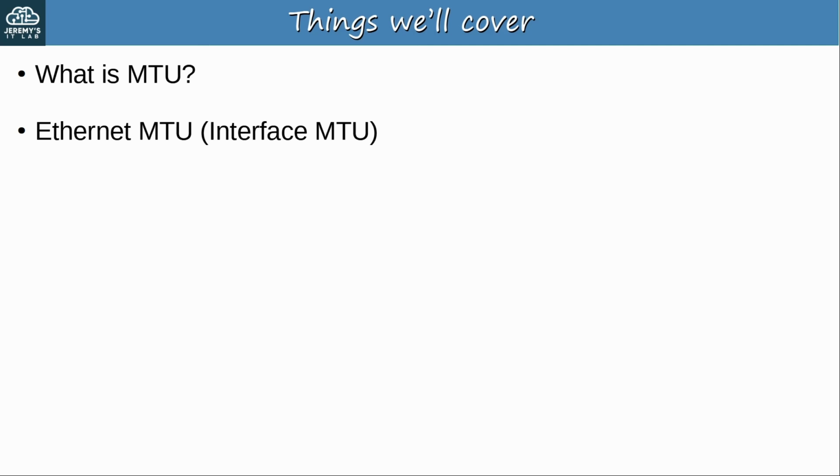Here's what we'll cover in this video. First, I'll introduce what MTU is. MTU actually refers to a couple different concepts. One is the Ethernet MTU, sometimes called the interface MTU, which is the maximum Ethernet payload size. The other is the IP MTU, the maximum size of an IP packet before it needs to be fragmented. Then there is the system MTU, which refers to the default MTU values used by the device. I will cover each of these in detail.